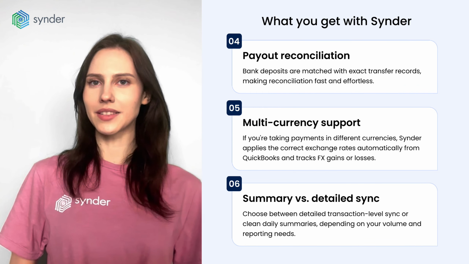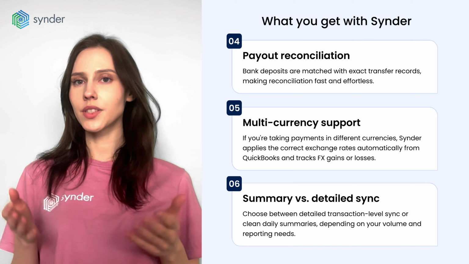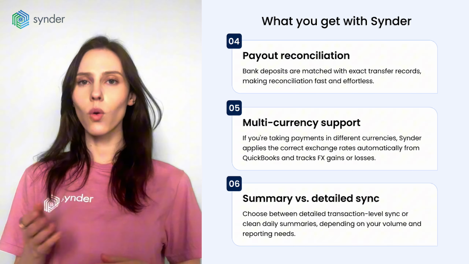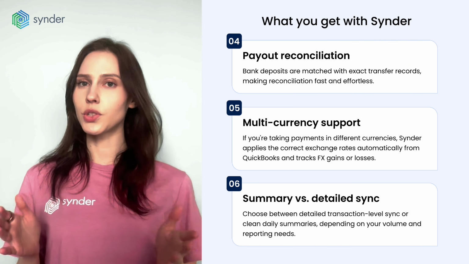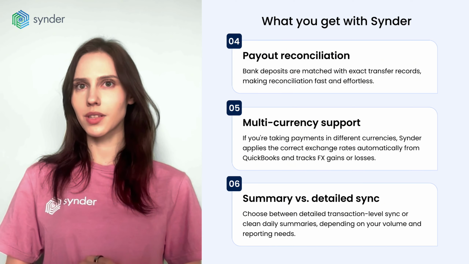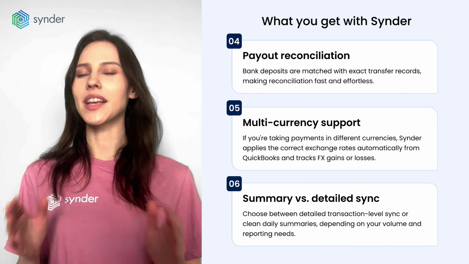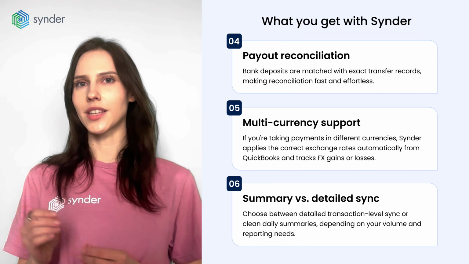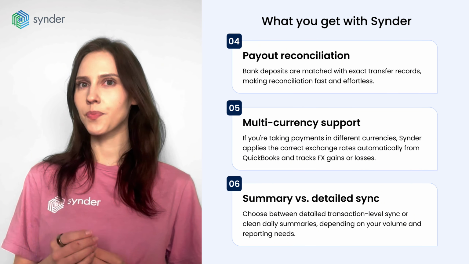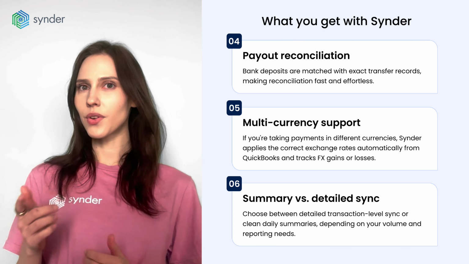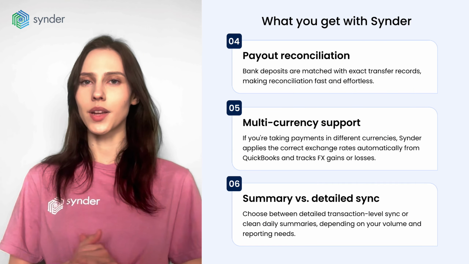Summary versus detailed sync. You can choose whether you want every single transaction itemized in QuickBooks or if you want daily summaries. If you're doing high volume, summary mode keeps your books clean while tracking everything accurately. As a result, your PayPal accounting is completely automated. Transactions flow into QuickBooks in real time, fees are tracked properly, refunds are handled correctly, and everything reconciles in your bank automatically. Instead of spending hours every week doing PayPal bookkeeping, it's just done. You can actually trust your financial reports.